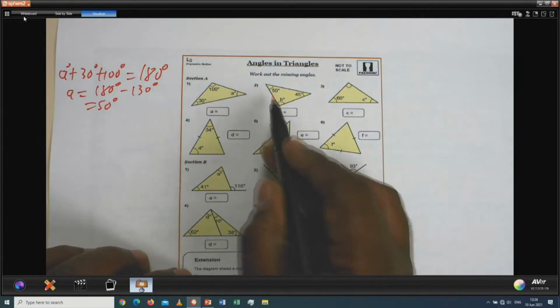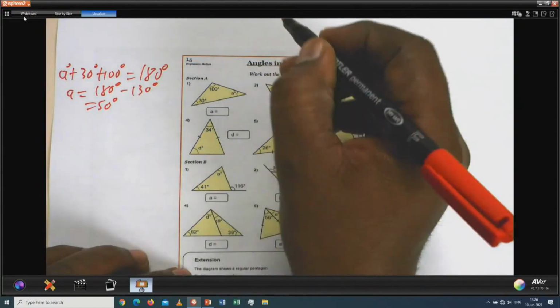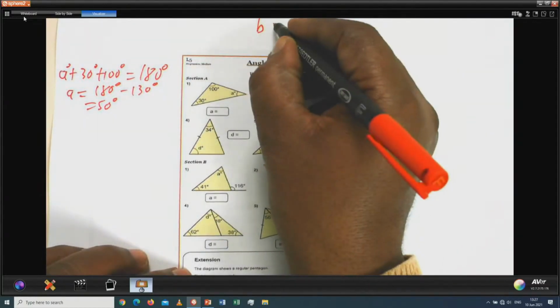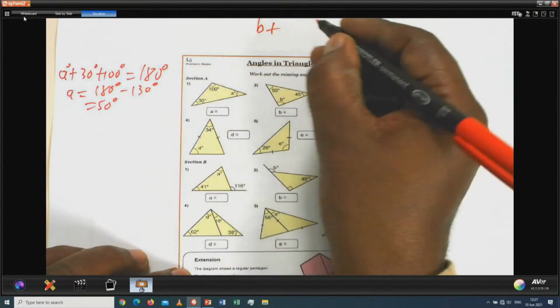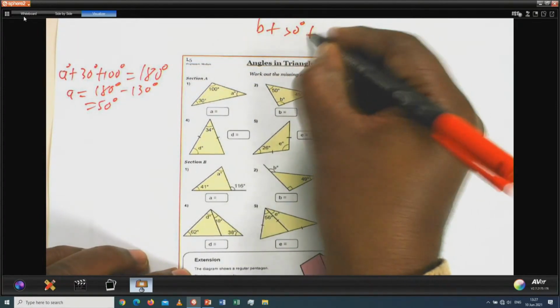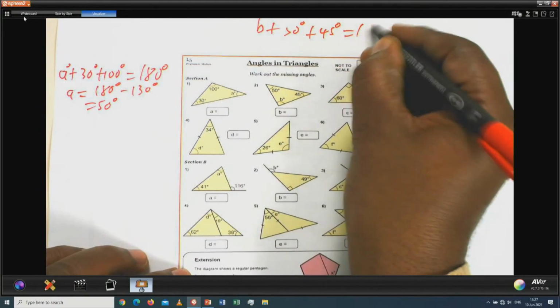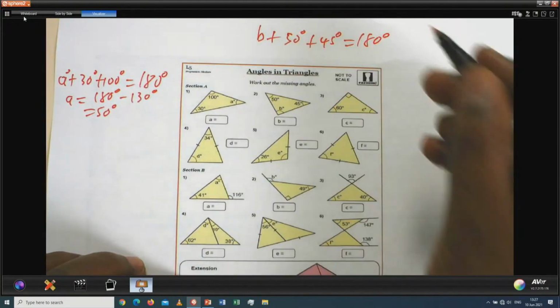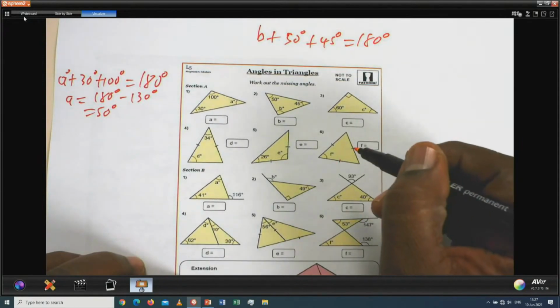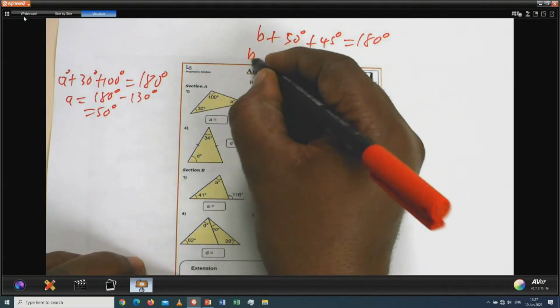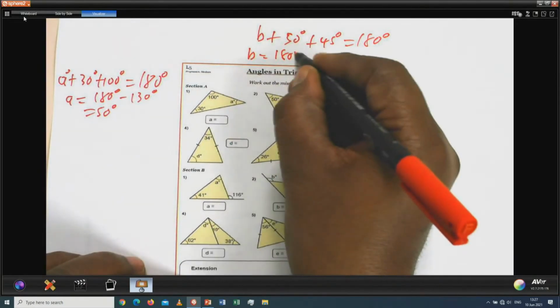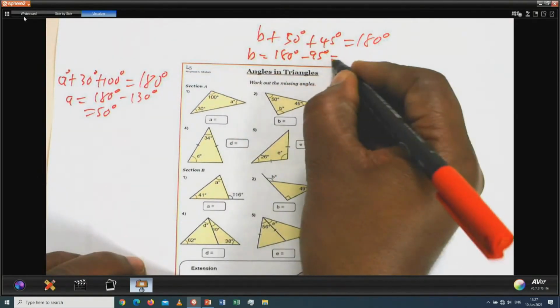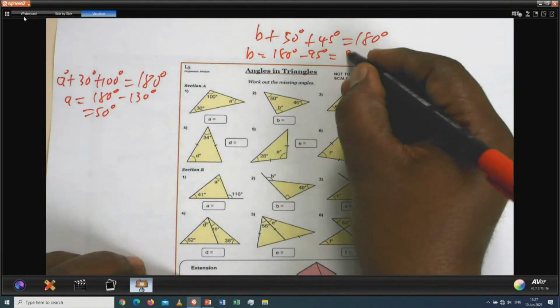Same thing when we go to this one. B plus 50 degrees plus 45 degrees will give you 180. Why? Angles of a triangle are supplementary. Therefore, B is equal to 180 degrees minus 95 degrees, which is 85 degrees.